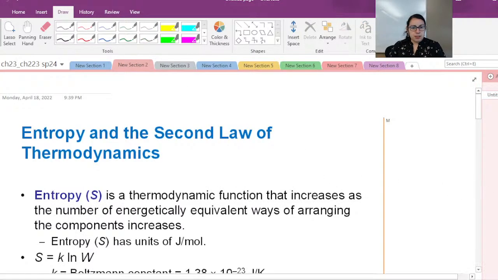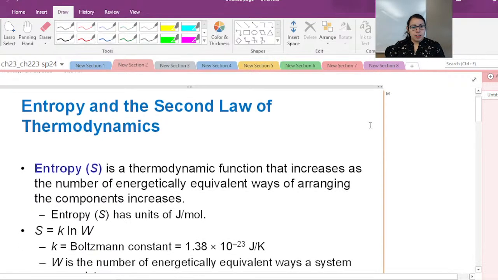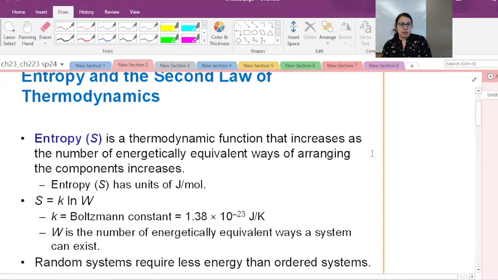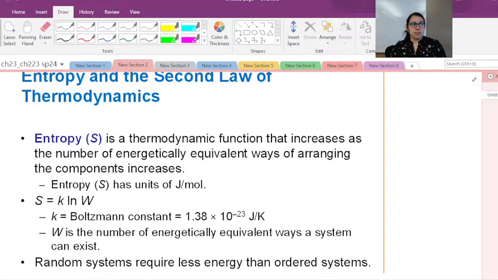And so now let's get into entropy. Entropy is just defined as our thermodynamic function that increases as our number of energetically equivalent ways of arranging components increases. And so let's think about what that means and how it gets complicated quickly.